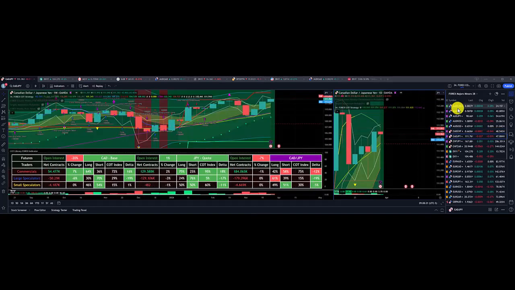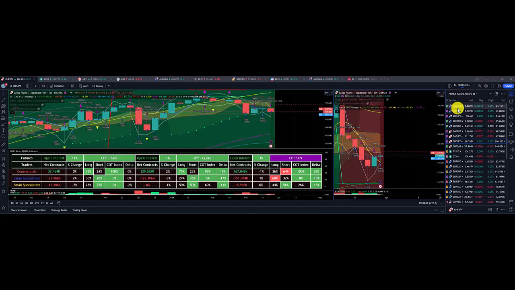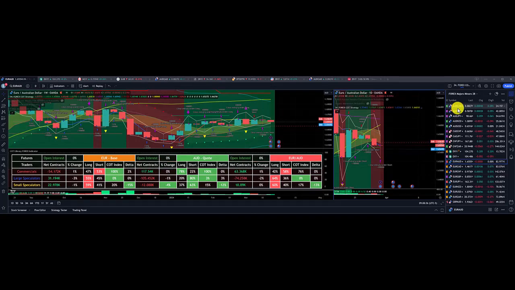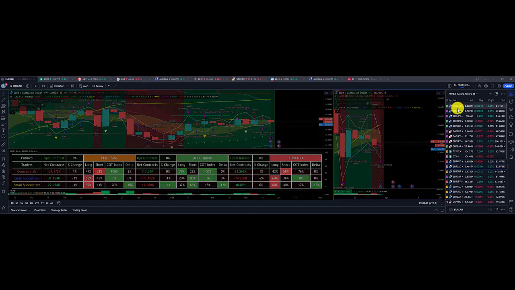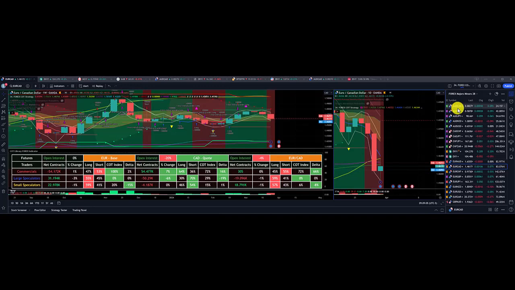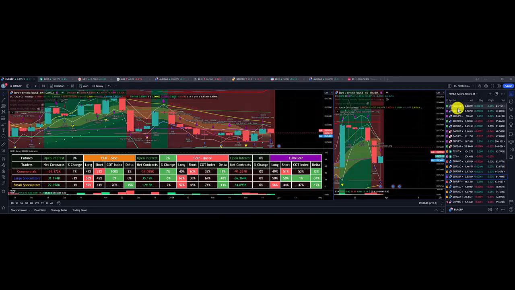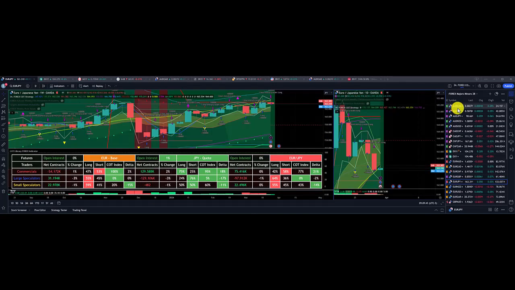Another short, CAD, Japanese yen. Swiss franc, Japanese yen looks to be a nice long. Swiss franc, South African rand looks to be a nice long. No significant edge to Euro Aussie dollar, no trade. Euro Canadian looks to be a great short. Euro Swiss franc looks to be a good short. No significant edge on Euro British pound. No significant edge on Euro Japanese yen.